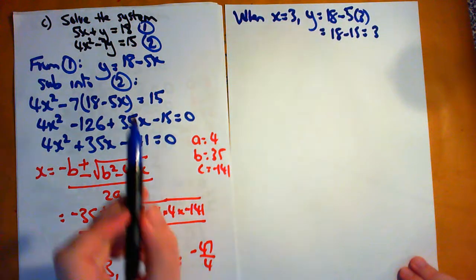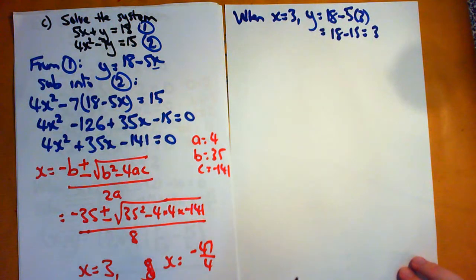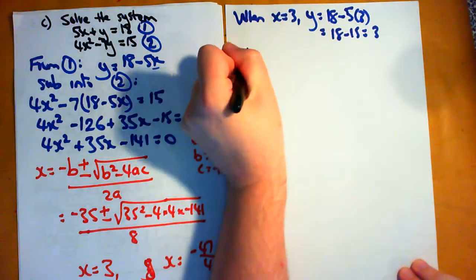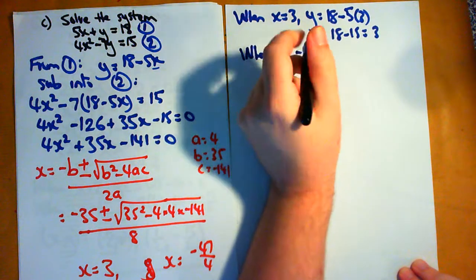Let's check that this comes from equation 1, so let's check it fits equation 2. X is 3, so x squared is 3 squared, which is 9, times 4 gives us 36, so 4x squared is 36. 7 times y, we just found y is 3, so 7 times y is 21, 36 minus 21 is 15. Okay, good. What about when x equals negative 47 over 4?